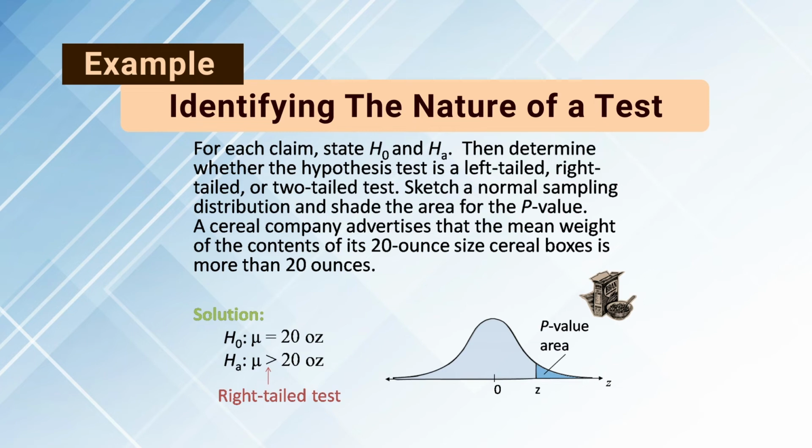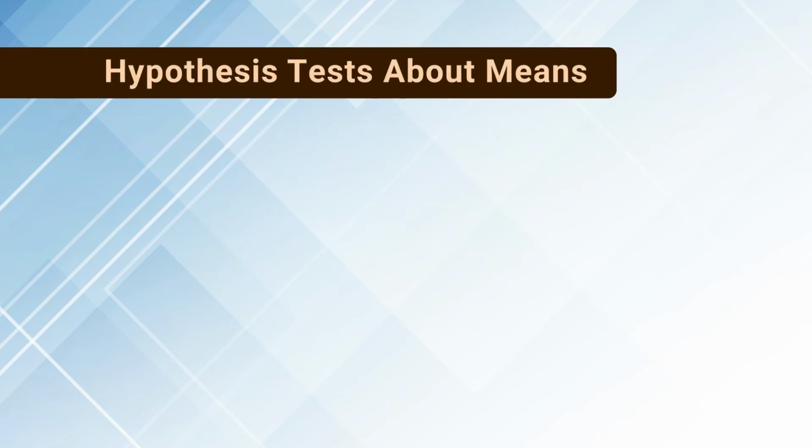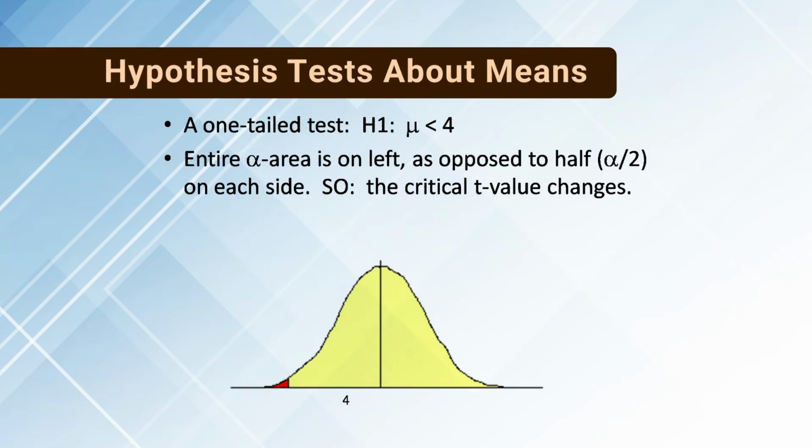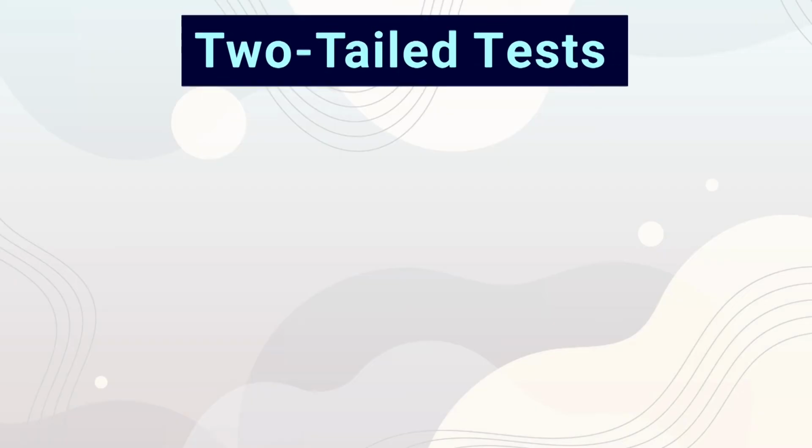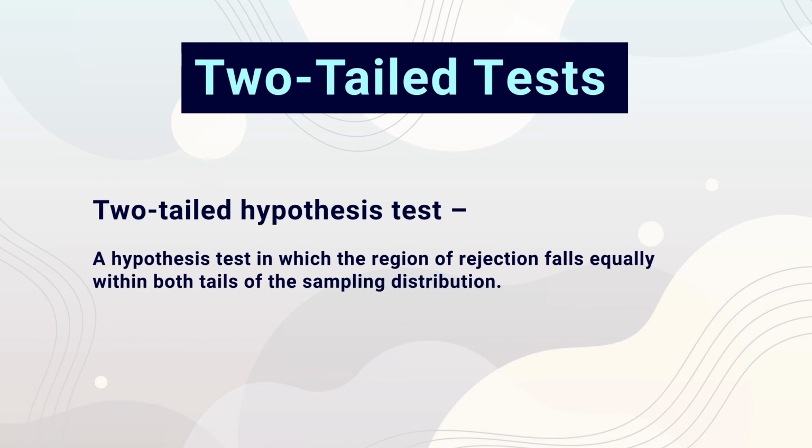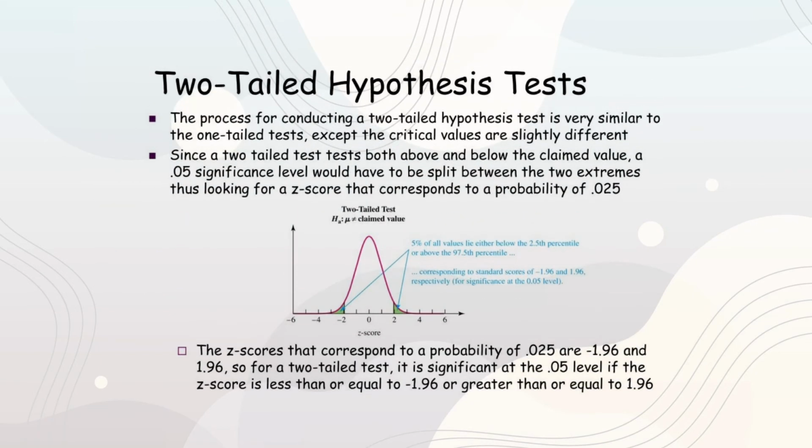So for a one-tail test, if we take the alternate hypothesis mu is less than 4, the entire alpha area is on the left, as opposed to half alpha, that is alpha by 2, on each side, and the critical t value changes. So you find that a two-tail hypothesis test is a hypothesis test in which the region of rejection falls equally within both tails of the sampling distribution. We have taken an example, which could be quite pragmatic in nature. The process of conducting a two-tailed hypothesis test is very similar to the one-tailed test, except the critical values are slightly different.